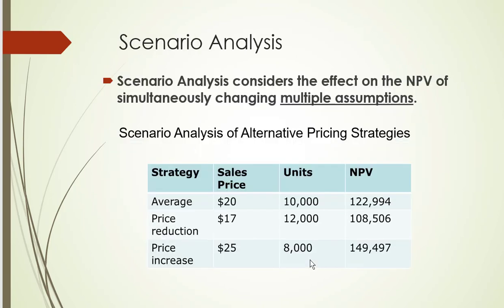How do we utilize this a little bit further? Maybe we could use scenario analysis, where we actually are going to look at a variety of changes. What happens if we have a price reduction? Prices go down $17. That means units are going to go up to 12,000. Net present value is going to change by 108,000. If price increases to $25, units go down to 8,000, which means we're going to have $149,000. Again, these look at varying ways of adjusting, if you will, the values or the variables within our analysis.